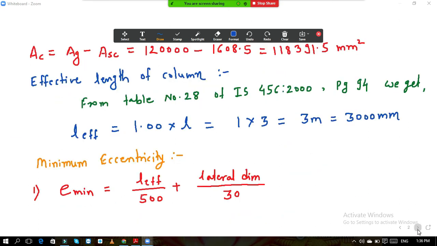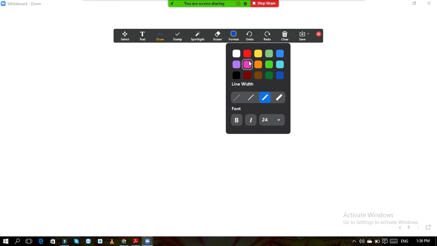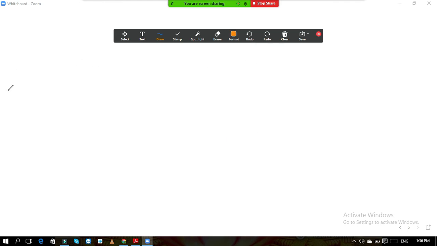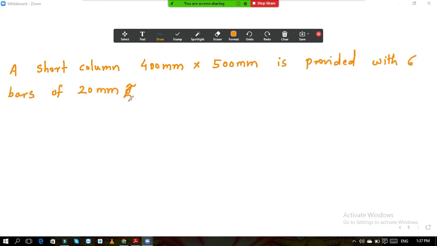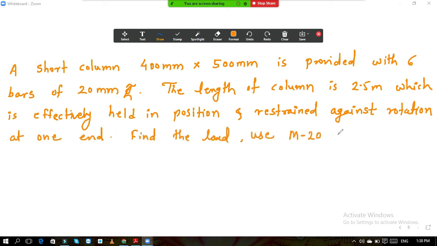Okay, so the numericals are very easy. You just need to follow the steps. Okay. So now the next problem. This is the given problem. So I will read the problem.